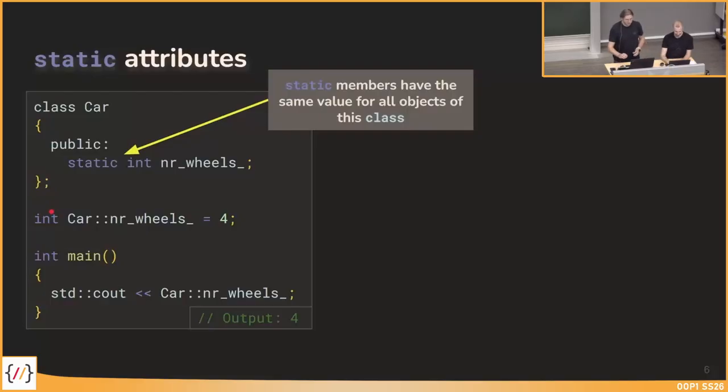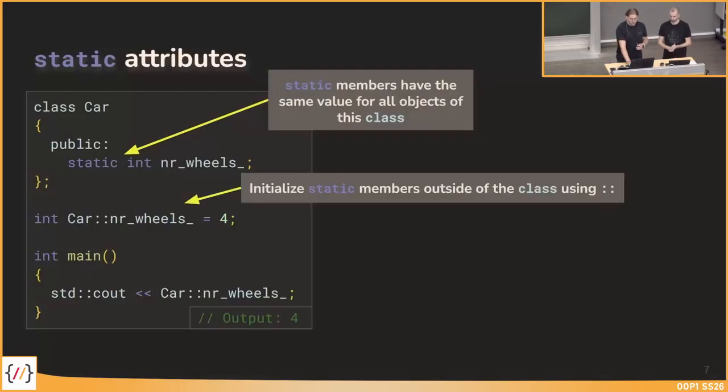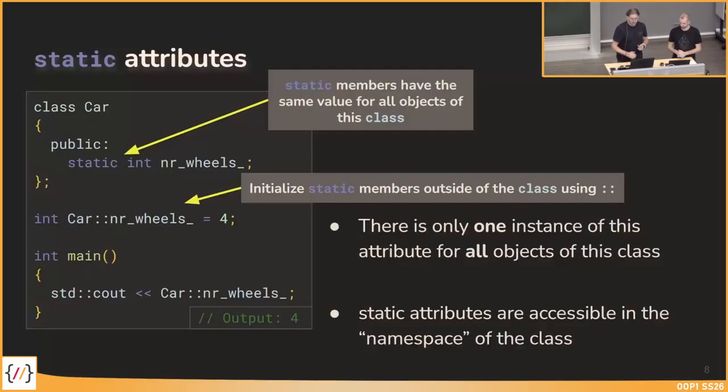So, yeah, we can now use this variable, for example, by just using the class name and then the scope resolution operator, and then accessing, in this case, printing it, it will work. It will also work, for example, if we create objects and then try to access this. Let's take a look. If we now initialize the static member, we always have to do this outside of the class, otherwise it would not work.